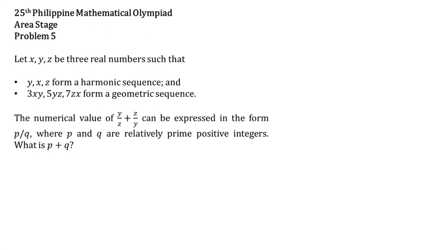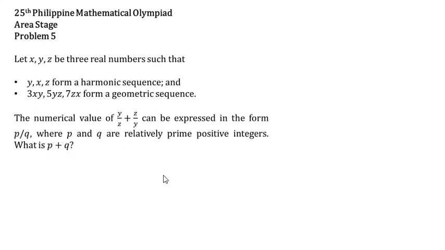Let's solve another problem from the Philippine Math Olympiad. Let x, y, z be three real numbers such that y, x, z form a harmonic sequence and 3xy, 5yz, 7zx form a geometric sequence. The numerical value of y over z plus z over y can be expressed in the form p over q, where p and q are relatively prime positive integers. What is p plus q?